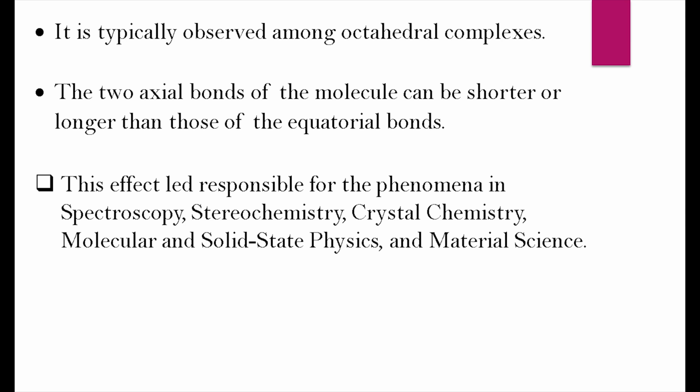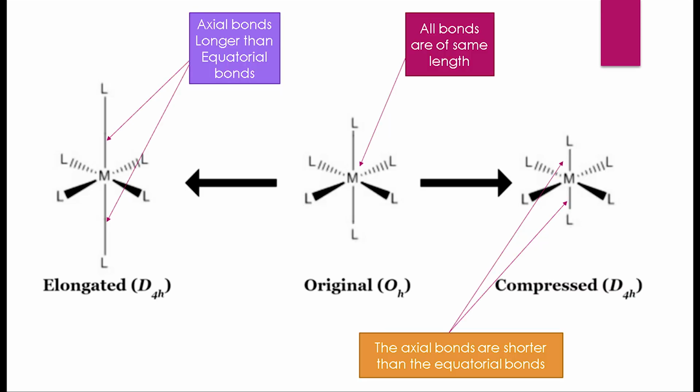The two axial bonds of the molecule can be shorter or longer than the equatorial bonds. This effect is responsible for phenomena in spectroscopy, stereochemistry, crystal chemistry, molecular and solid-state physics, and material science. Here is a pictorial representation of the axial and equatorial bonds due to distortion.